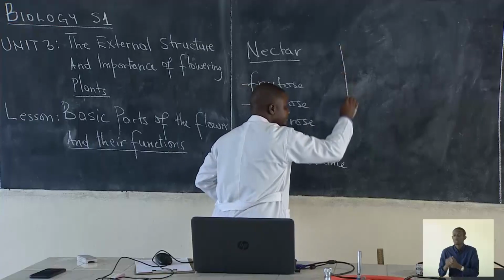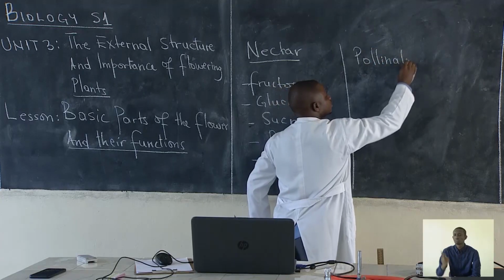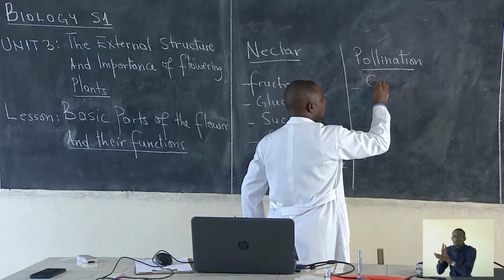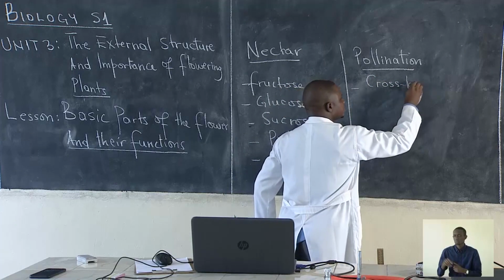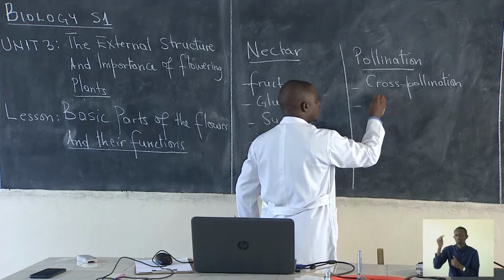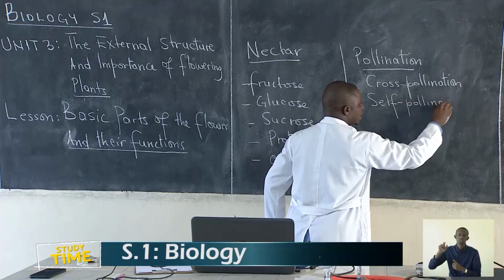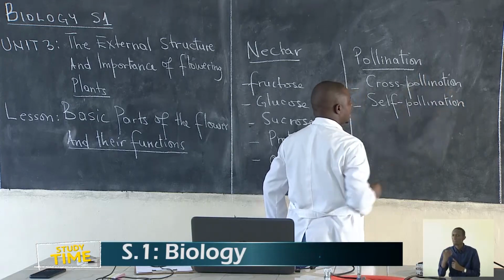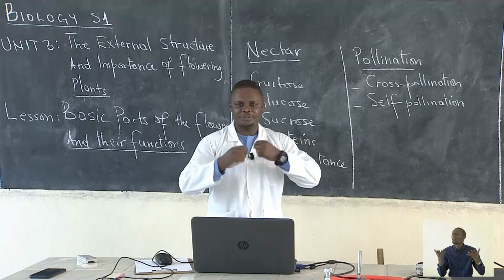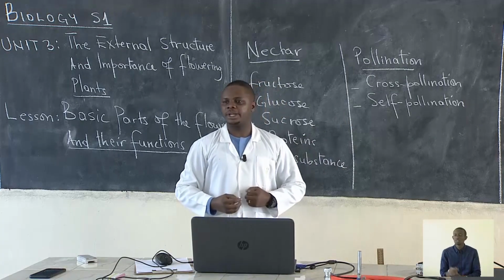Here we can say we have pollination, which is divided into two types. We have cross-pollination. Then we also have self-pollination. These are two main types of pollination. Students, how are they different? How are these two types of pollination different?